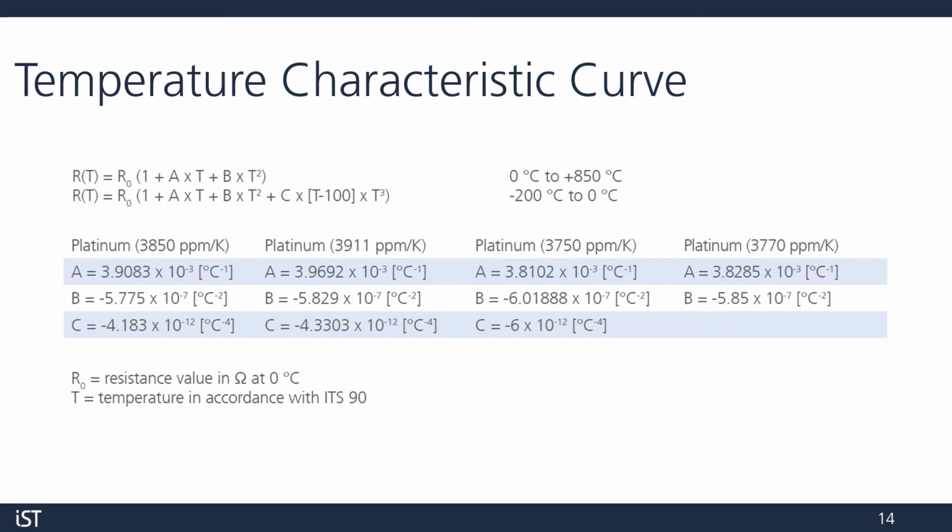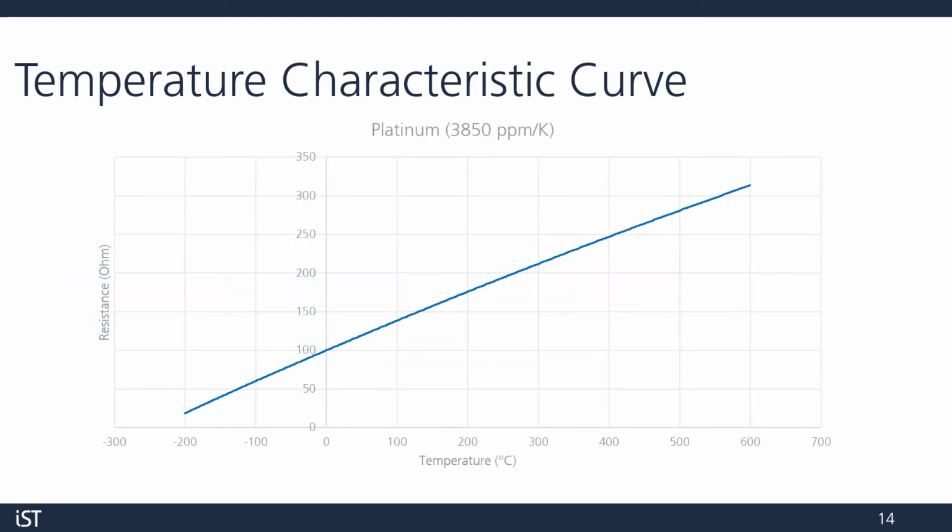While the TCR gives us a broad look at how the platinum behaves, in order to accurately calculate our temperature, we use a temperature characteristic curve. The curve follows this polynomial equation, the coefficients of which are different for each platinum variation. Here we see a sample curve for a PT100 sensor with 3850 ppm per Kelvin platinum. As you can see, it's quite linear for the sensor's operating range.